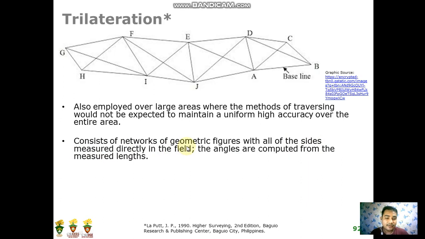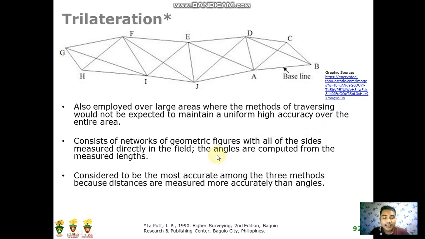Triangulation uses angles, right? Then from the angles, we get all the sides. In trilateration, the sides are measured directly and the angles are computed. It is considered to be the most accurate among the three methods because distances are measured more accurately than angles. We can measure distances more accurately compared to angles.